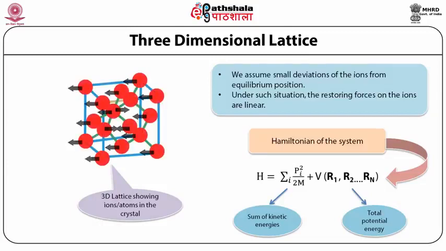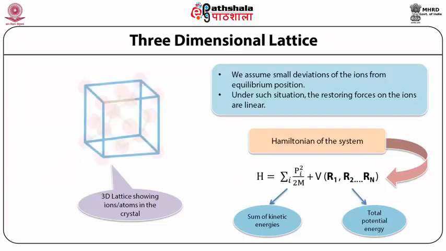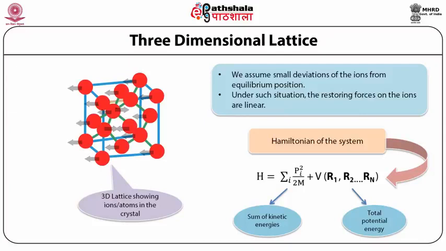Ri naught, and a potential energy of the form V, which is a function of R1, R2, and so on. So the total Hamiltonian of the system is written as the summation over all the ions pi square by 2m plus the potential term as discussed before as a function of R1, R2, and Rn. So the first term of this equation is the sum of the kinetic energy of all the ions or atoms, while the second term is the total potential energy of the crystal.